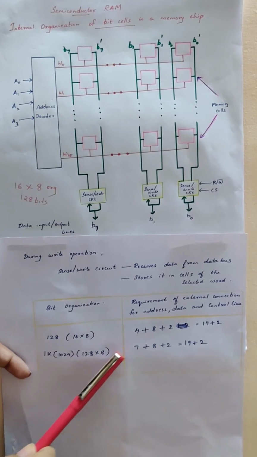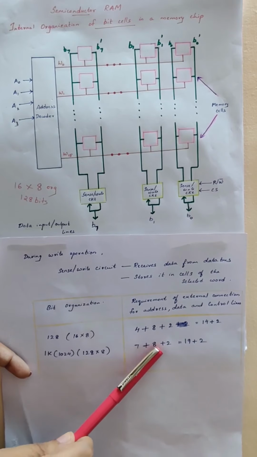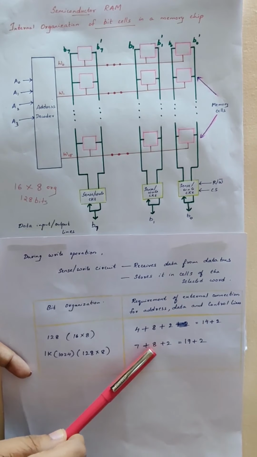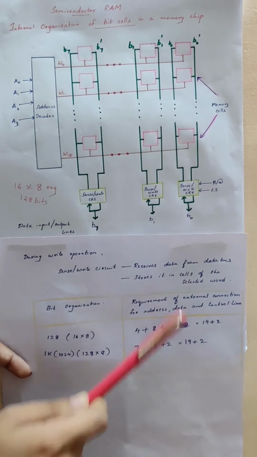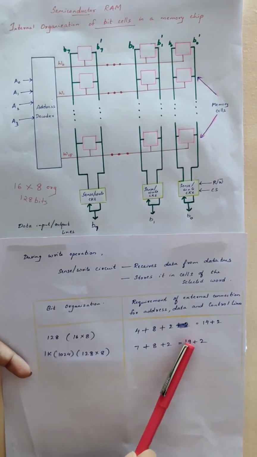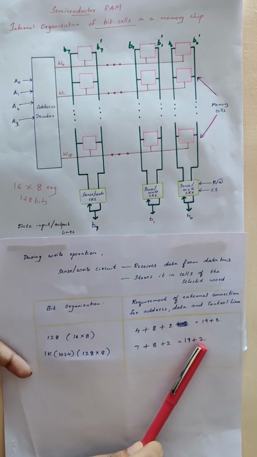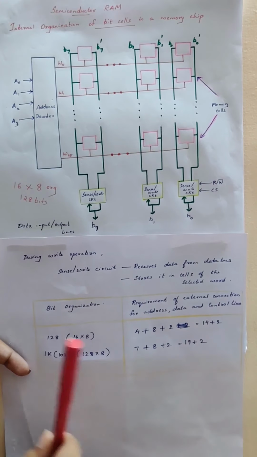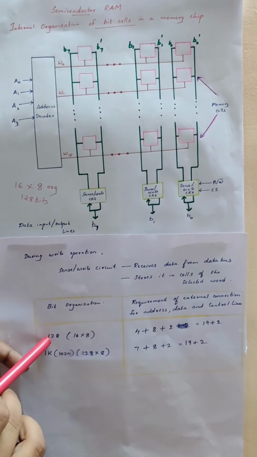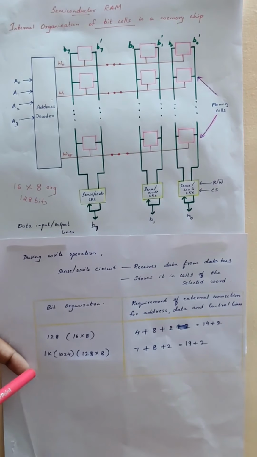So the address lines, how many external address lines do you need? 7. To represent 8 data bits, you require 8 external lines. Then this 2 stands for the read/write and the chip select control signals. So altogether we need 17 plus 2. This 2 stands for the power supply, positive voltage and the ground. So they'll give you a bit organization and they'll ask you to write the external connections required for it.